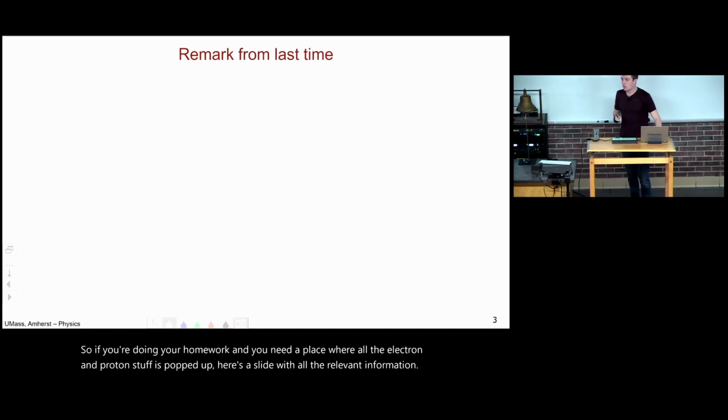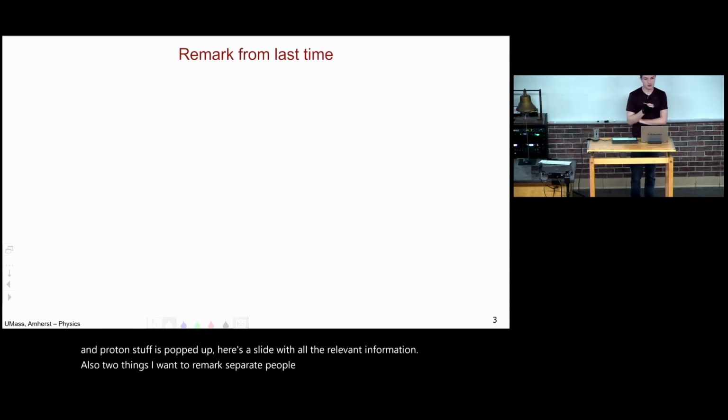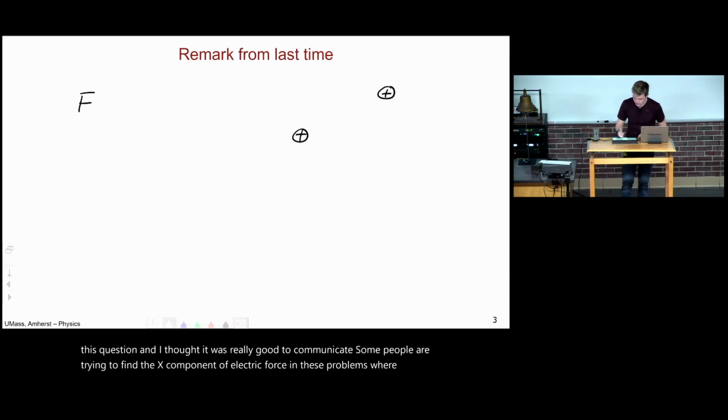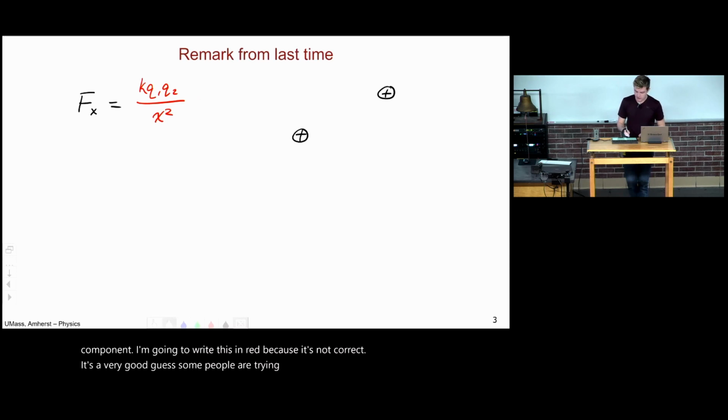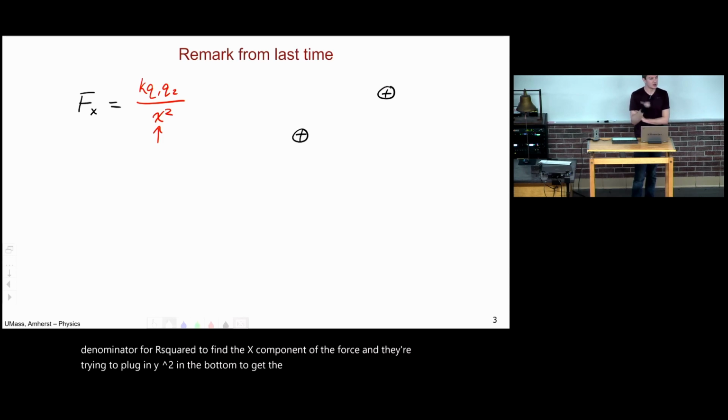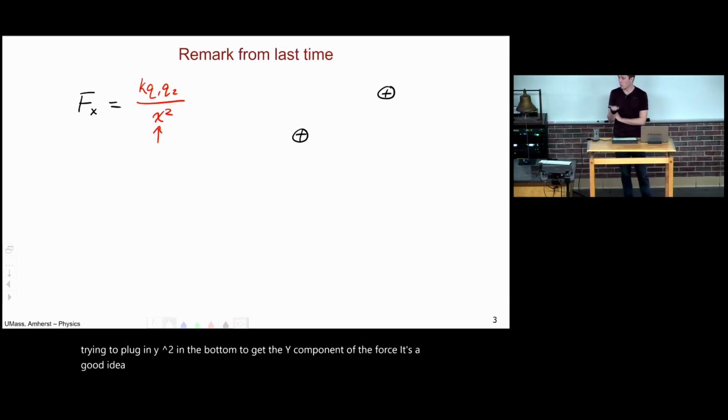Also, 2 things I want to remark. Separate people came up to me and asked me this question, and I thought it was really good to communicate. Some people are trying to find the x component of electric force in these problems where there's diagonal pushes going on, and I'm going to write this in red because it's not correct. It's a very good guess. Some people are trying to use the x separation in the denominator for r squared to find the x component of the force, and they're trying to plug in y squared in the bottom to get the y component of the force. It's a good idea, but unfortunately it doesn't work.